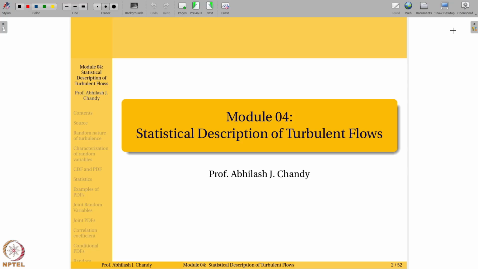So in that sense, what can make sense to us is probably, say, the average or the RMS value or the variance. RMS or the RMS squared is the variance. So that is what this chapter is entirely about. This module is entirely about the statistical description of turbulent flows.